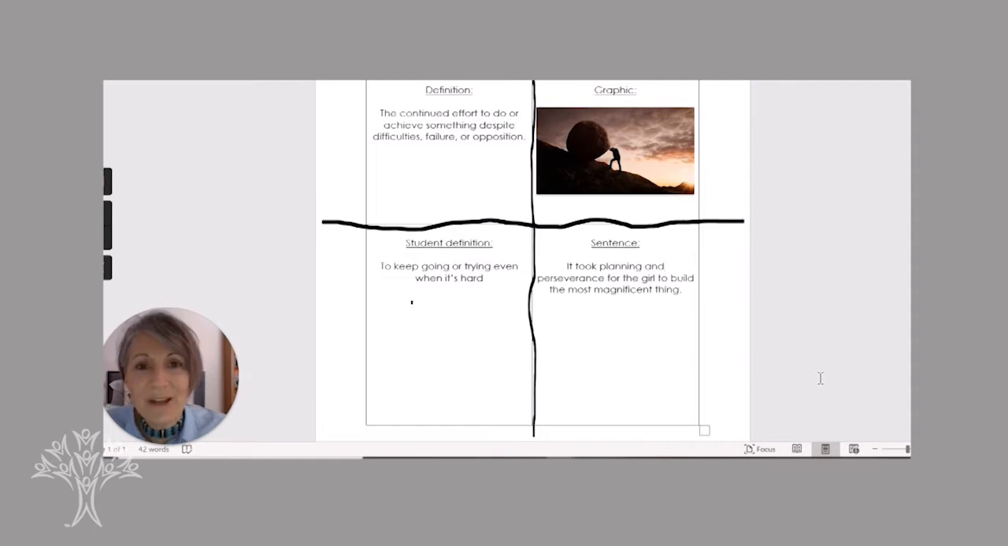So now that we've played around with that word perseverance, and we have a pretty good idea of what it means, let's go back and do our reading now. I will completely read the text the first time, and then we'll go back and do the close reading. Let's do that now.